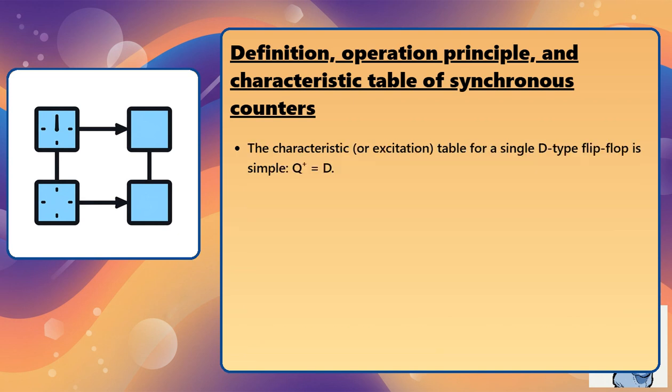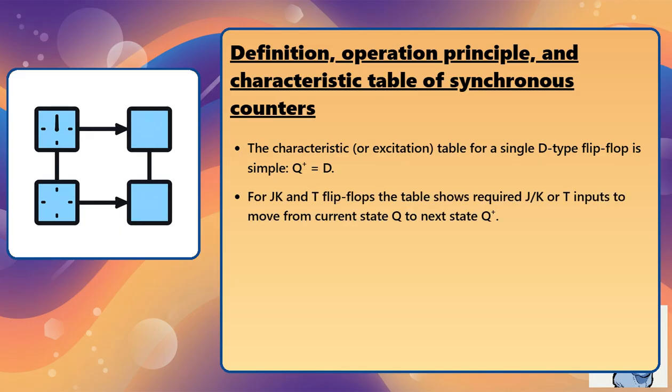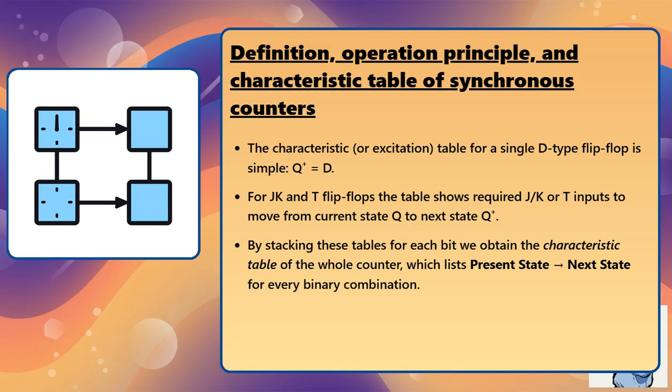The characteristic or excitation table for a single D-type flip-flop is simple: Q plus equals D. For JK and T flip-flops, the table shows required JK or T inputs to move from current state Q to next state Q plus. By stacking these tables for each bit, we obtain the characteristic table of the whole counter, which lists present state to next state for every binary combination.